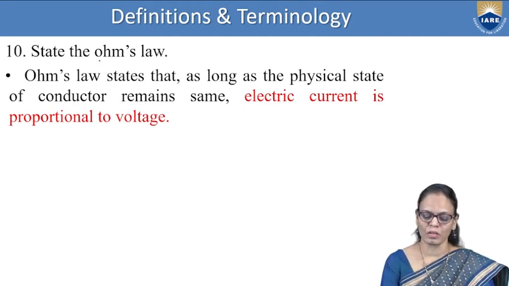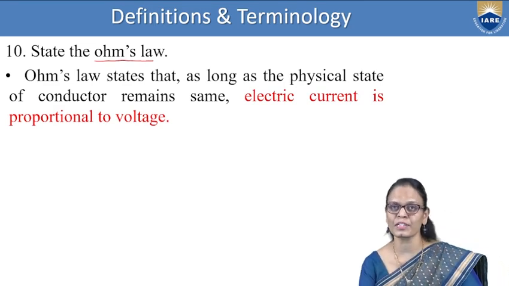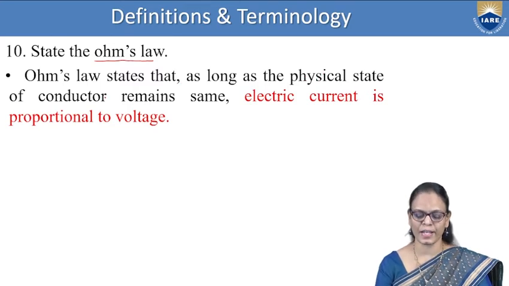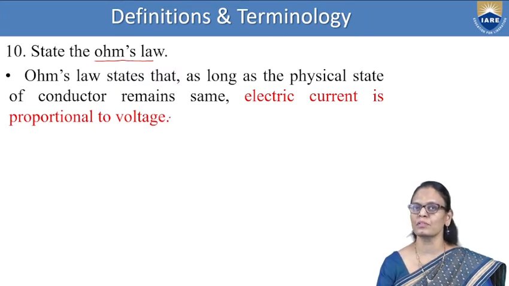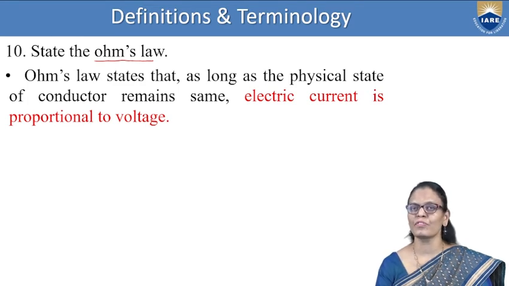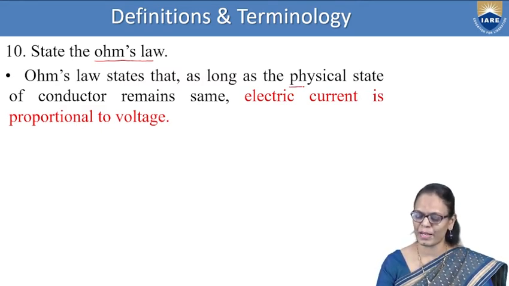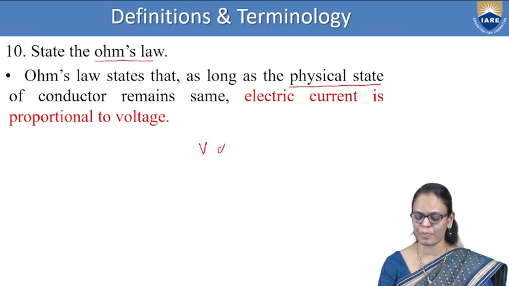Now, state Ohm's law. Ohm is the name of the scientist. It's a very famous law, and very important and useful. What it states is, as long as the physical state of the conductor remains the same, the electric current is proportional to the voltage. If you take a conductor whose length, area of cross section and temperature, which is what we mean by the physical state, remain the same, the electric current is proportional to the voltage. So, V is proportional to I.